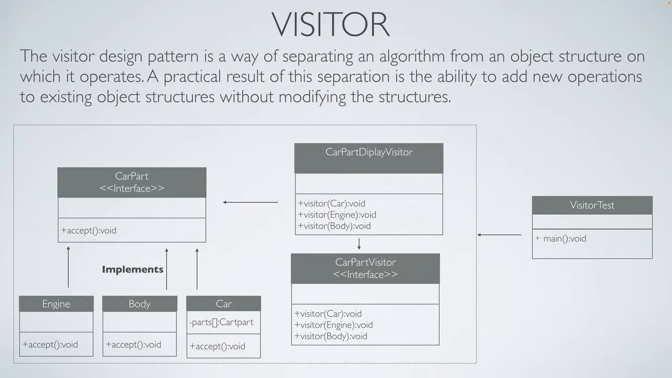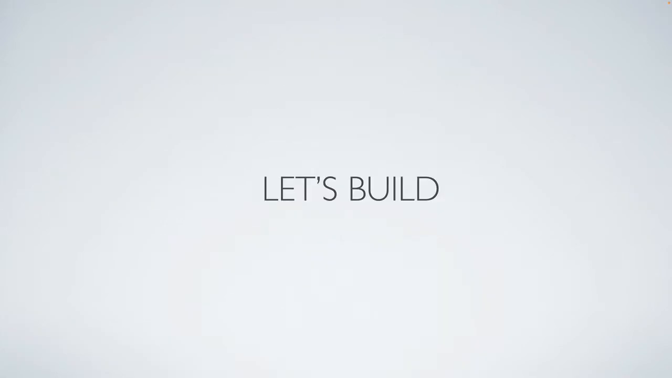Similarly, we will have a car part visitor. That would be an interface which will have visitor methods for individual classes that we have created, such as car, engine, and body. And again, we will have a car part display visitor that will implement car part visitor, and it will print all the details of the individual parts. And visitor test will help us in executing the scenario and test it out. Let's build this example and see how it works.